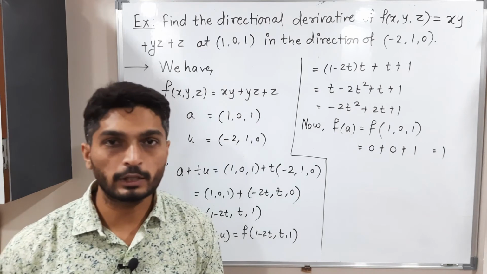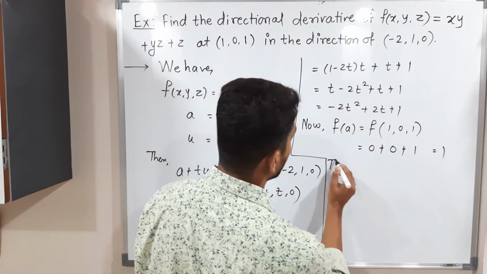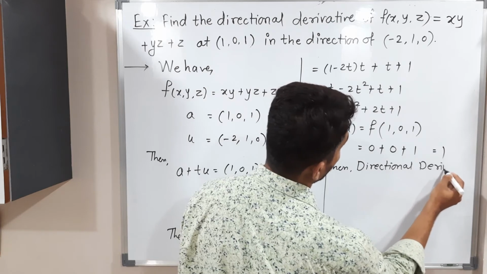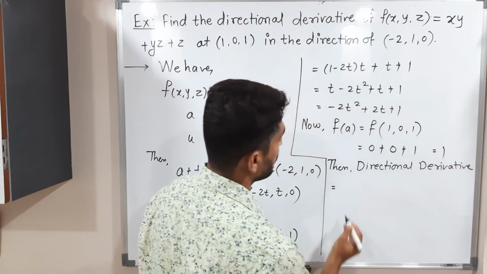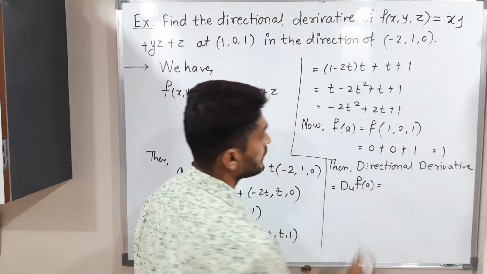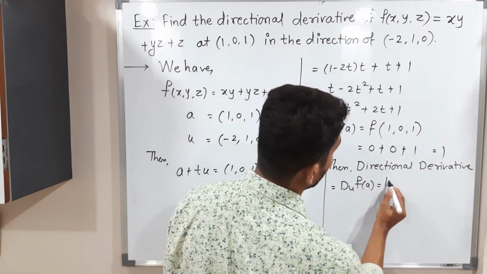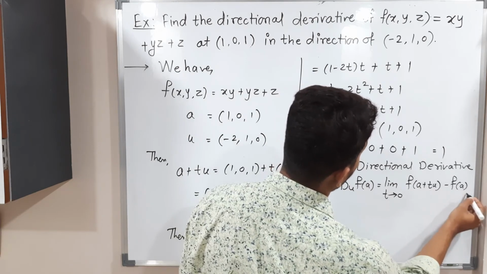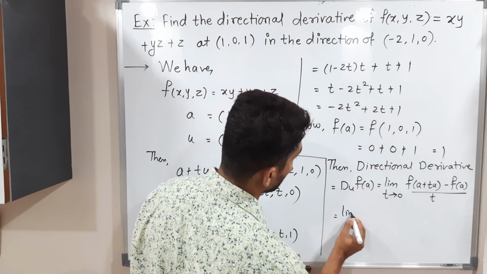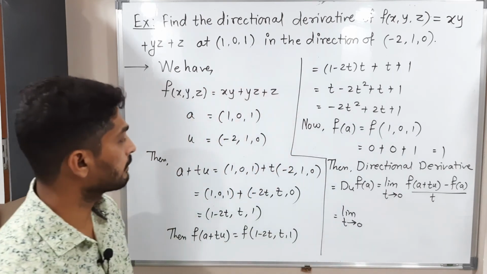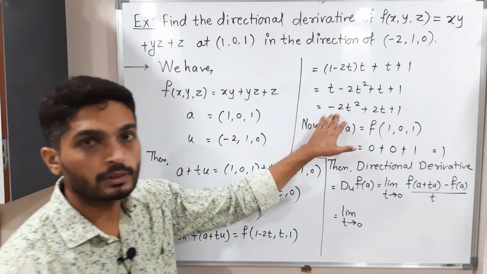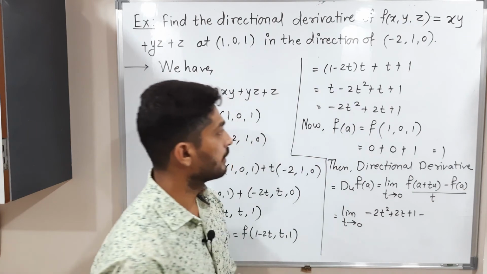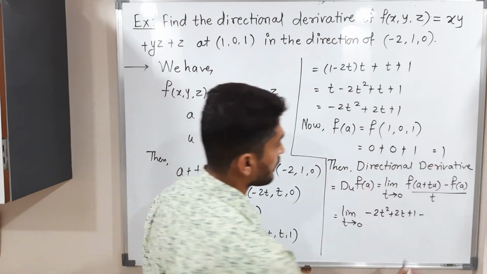Now we can use the definition of the directional derivative. We denote it by D_u f of a. We apply the definition: limit t tends to 0 of f of a plus tu minus f of a, divided by t. We have calculated f of a plus tu, so let me put that value there: minus 2t square plus 2t plus 1, minus f of a. We got f of a is 1, so let us put 1 there, divided by t.